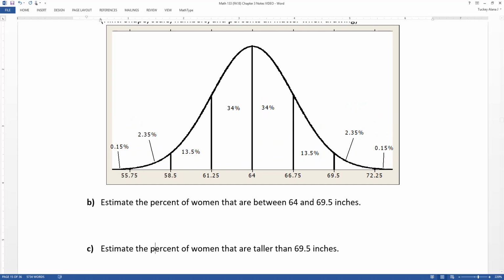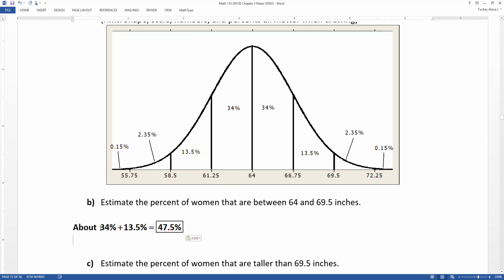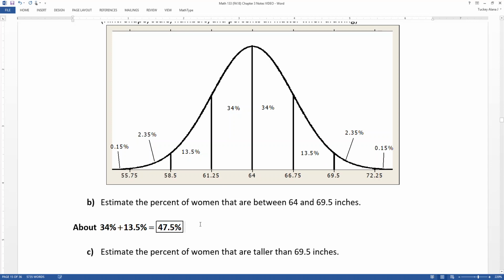So what percentage of women are between 64 and 69.5 inches tall? Well, 64 is the middle line, so between 64 and 69.5 would be 34% plus 13.5%, so that's about 47.5%. Now don't worry about the estimation. Do not round this. So let me make a note. Note, do not round. Right? Don't round it up to 48%. Right? Use the empirical rule percentages as given.